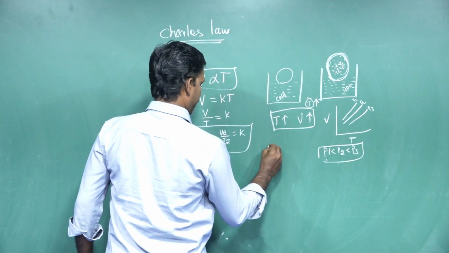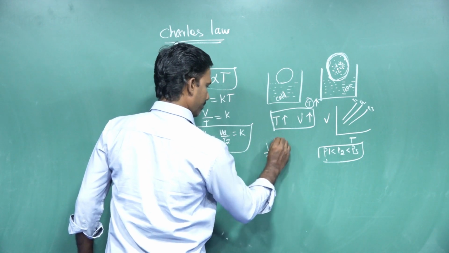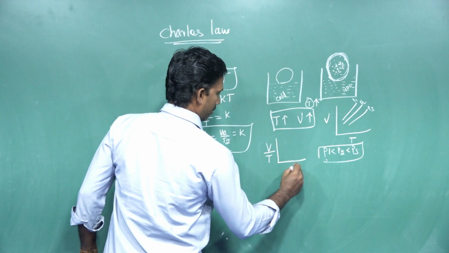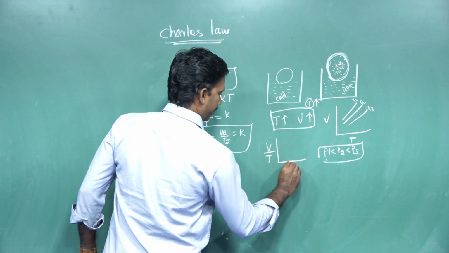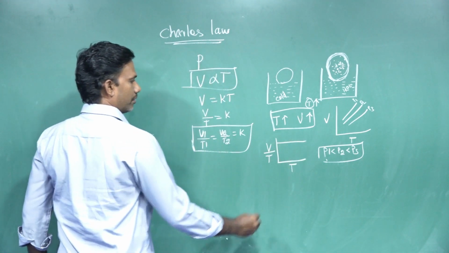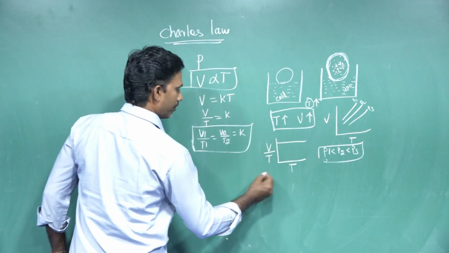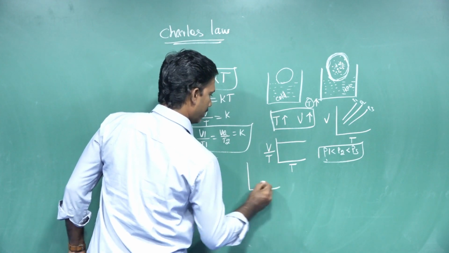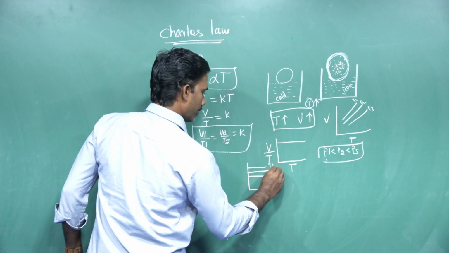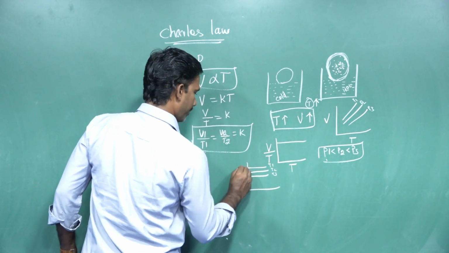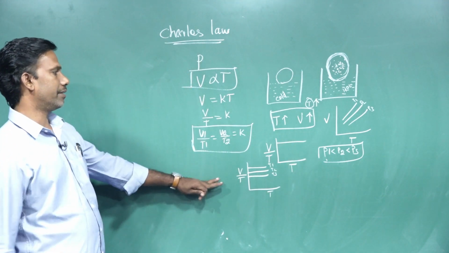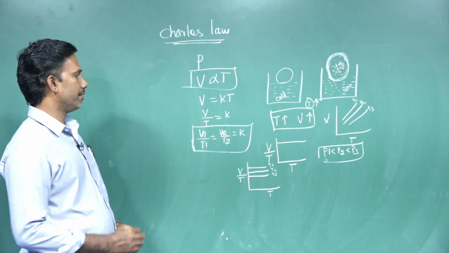Then in the V by T versus temperature graphical representation, this is always constant for a single pressure. If you have different pressures, then the graph will be like this, with T1, T2, T3 in the V by T graph. Okay, these are the graphical representations of Charles law.